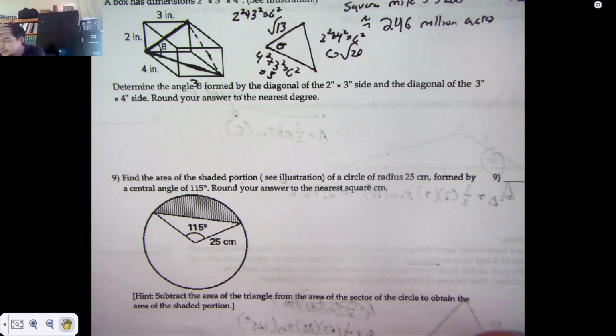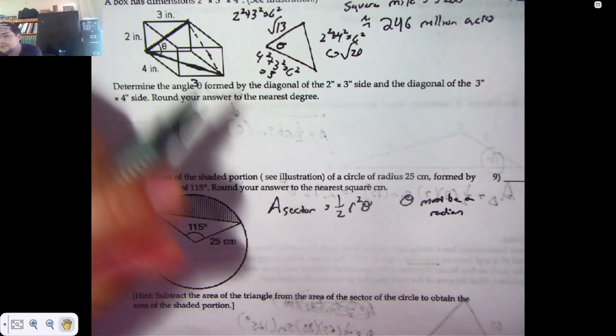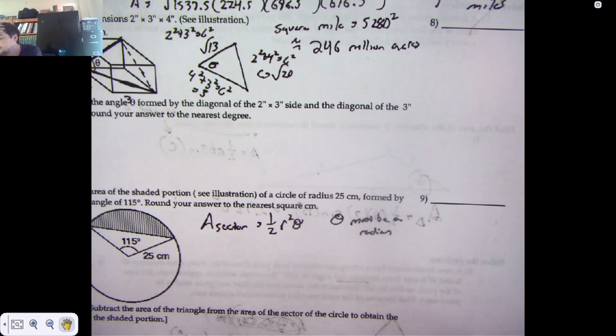So here is a skill from Algebra 2 that I know you were taught because I know who taught you. You were taught in Algebra 2 that the area of a sector is 1/2 r squared theta. Theta must be a radian. That's the only thing about theta. It's got to be a radian. So I'm going to take my 115 degree angle and convert it to a radian. 115 times pi over 180.